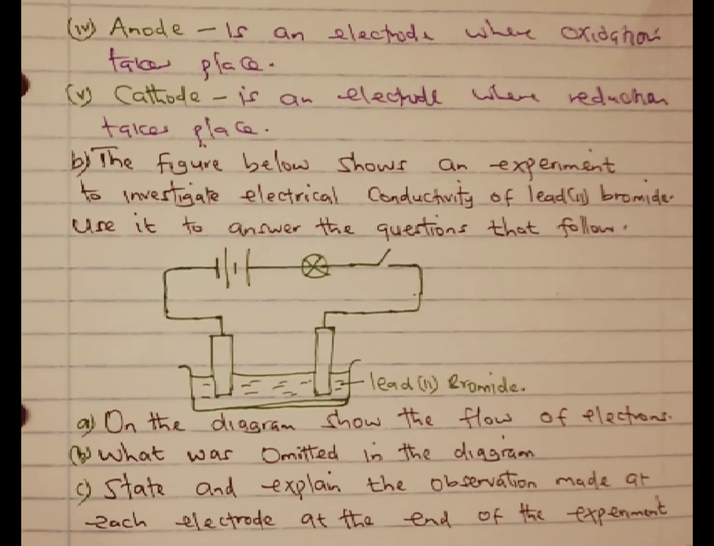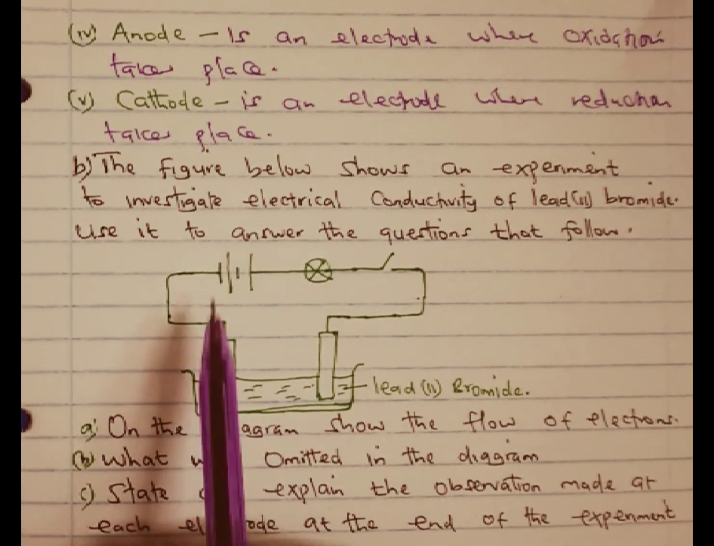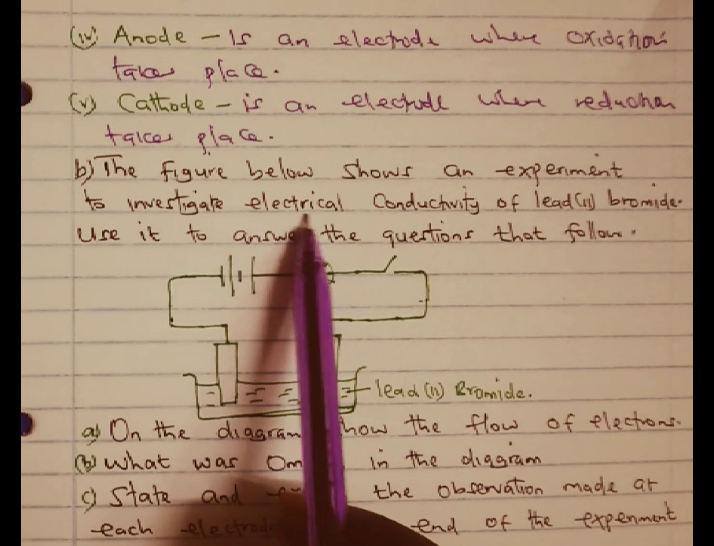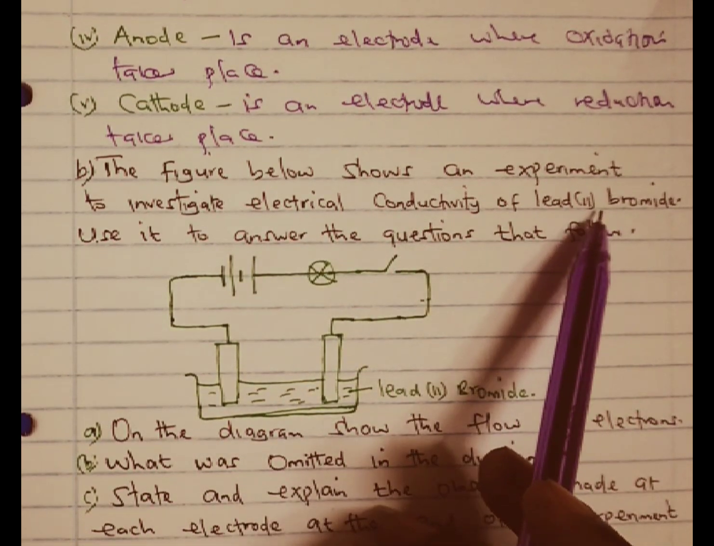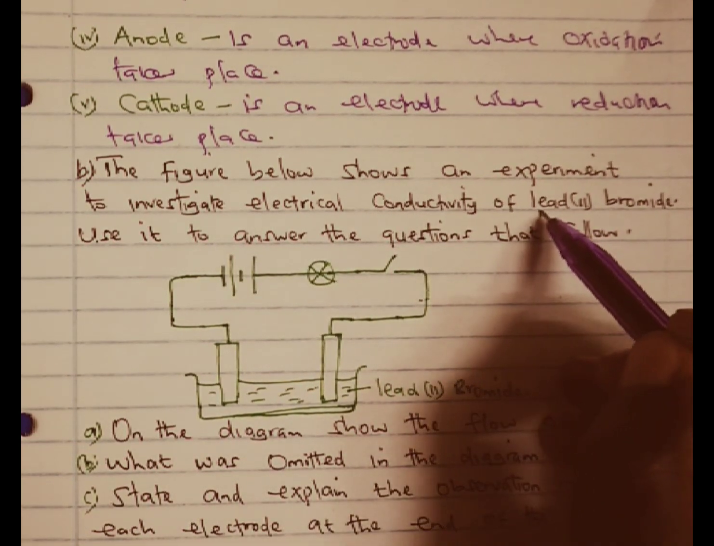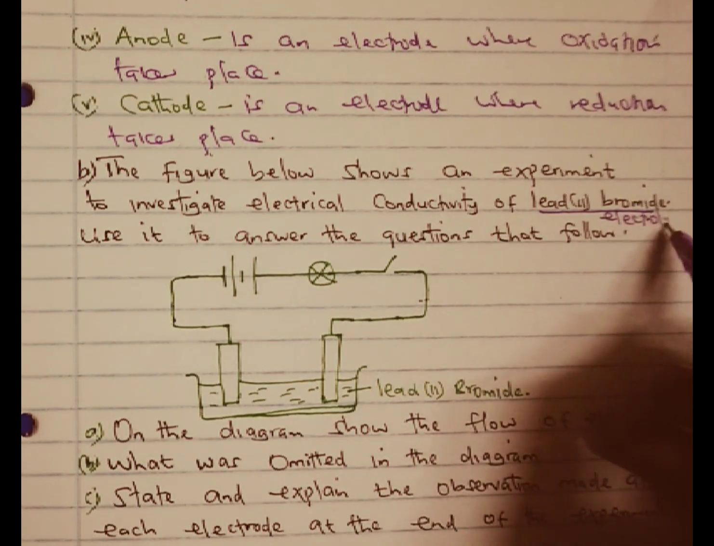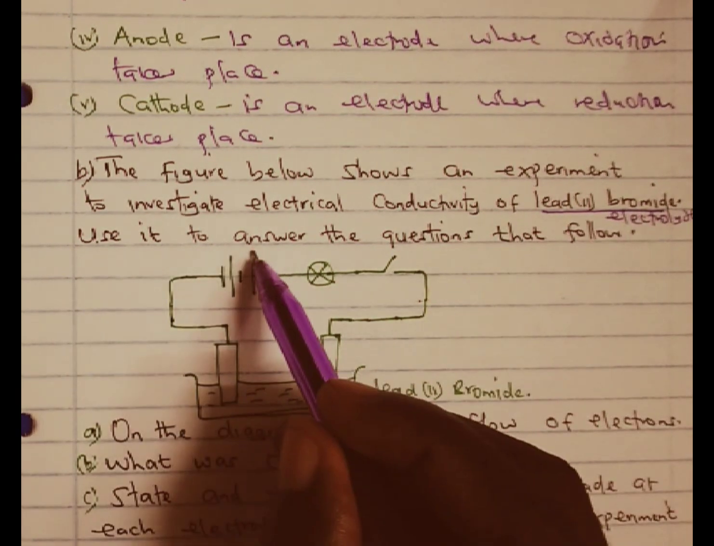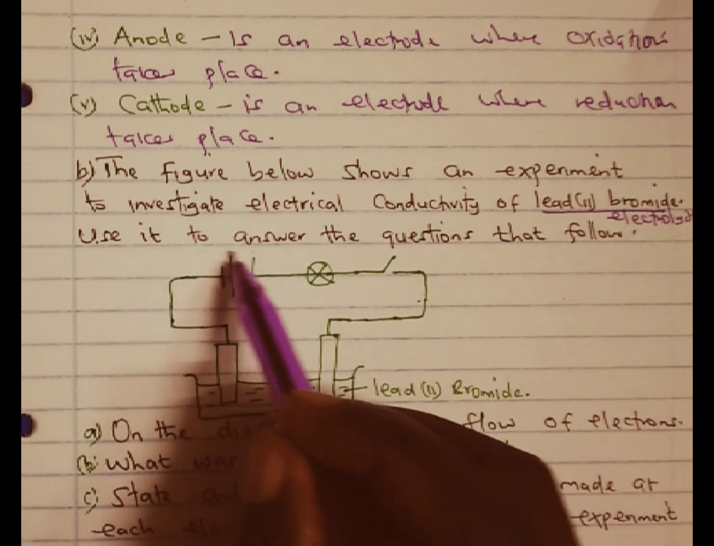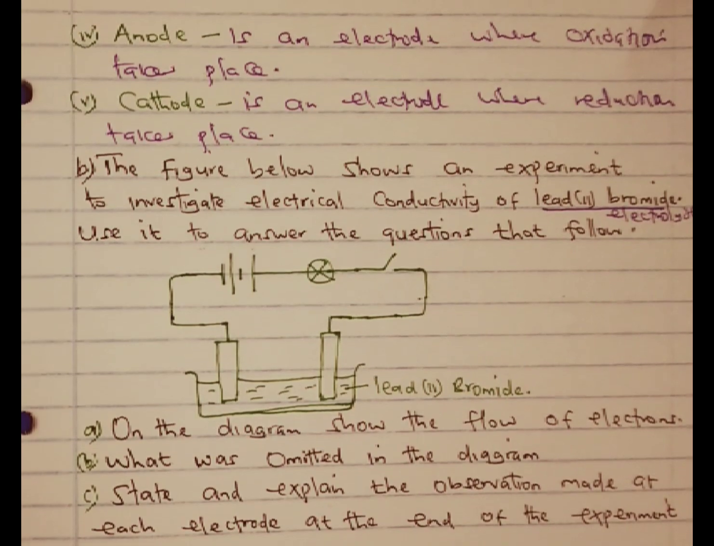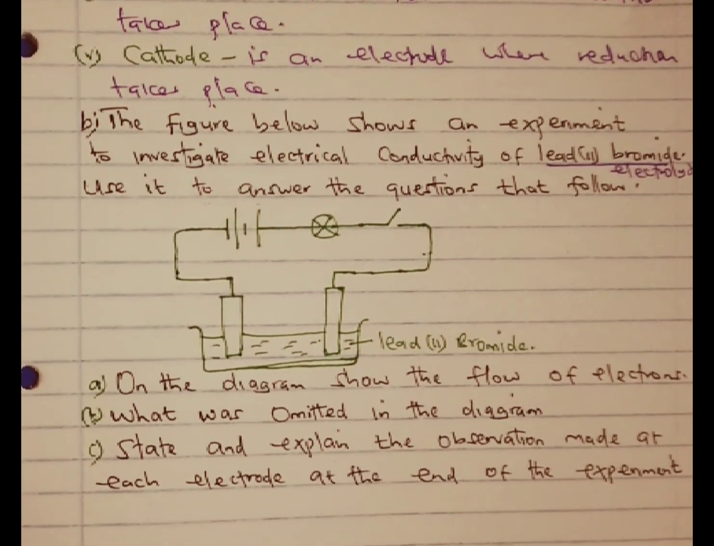And the question we have reads, the figure below shows an experiment to investigate electrical conductivity of lead-2 bromide. In this case, lead-2 bromide is used as an electrolyte. Use it to answer the questions that follow. We have our setup here, and the setup we have contains different components.